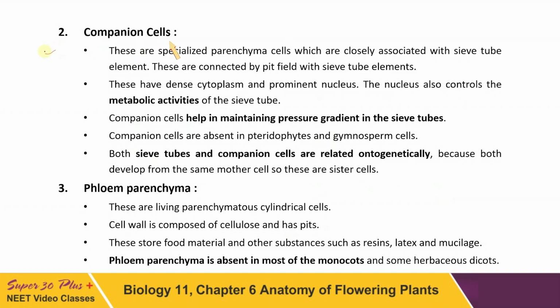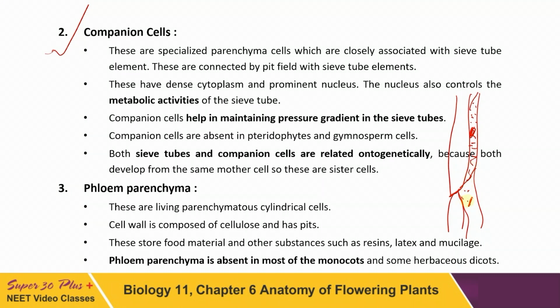Companion cells, what do you mean by that? I told you right now. Let this be the sieve tube we have here. These are the sieve cells, and attached to this, these are the companion cells, which have a large nucleus. These are associated with sieve cells lengthwise, longitudinally. They have dense cytoplasm, and they will control the function of the sieve tube.